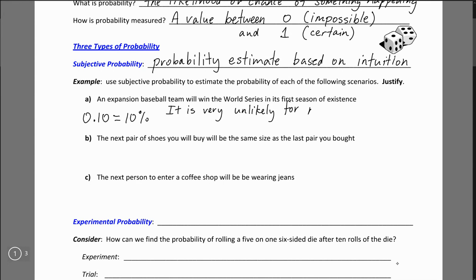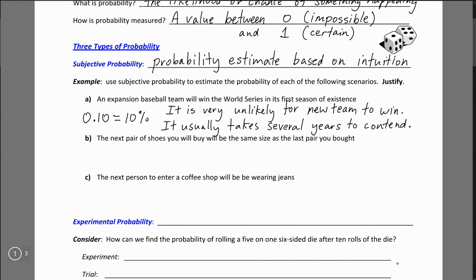Okay, so it is very unlikely for a new team to win. It usually takes several years for them to contend, meaning it takes them several years to be good enough or experienced enough to be a good opponent, a good match.